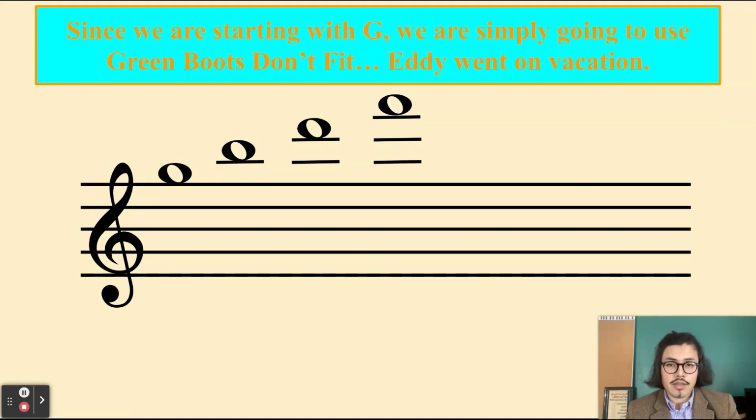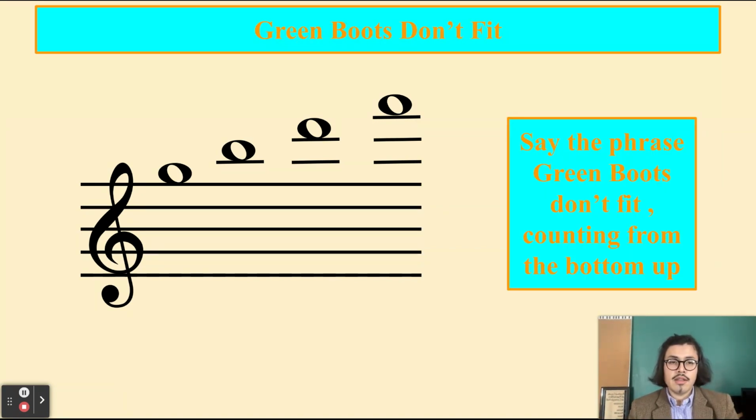Since we are starting with the G note, we're simply going to use the phrase from "Eddie's Green Boots Don't Fit." Because Eddie went on vacation, we're only going to use "Green Boots Don't Fit." To learn how to read the notes in the staff, I'm going to link the video below. So we're only going to think of the phrase "green boots don't fit." Now you're going to say this phrase counting from the bottom up, the bottom being the note that we see here on top of the staff, which is the G note.